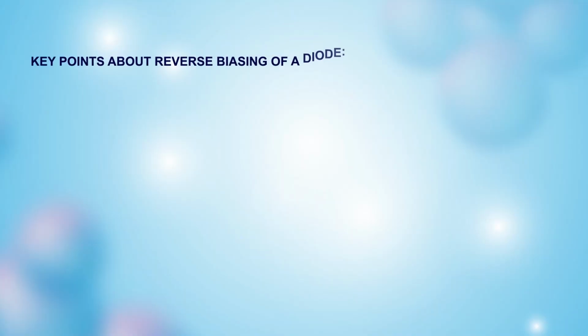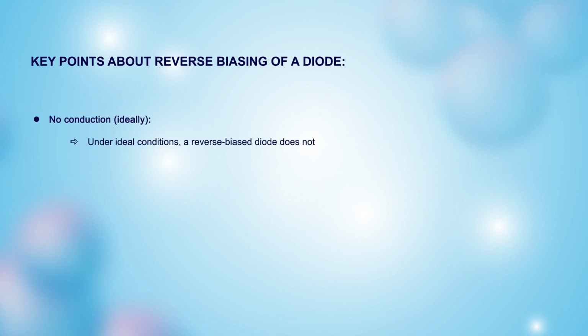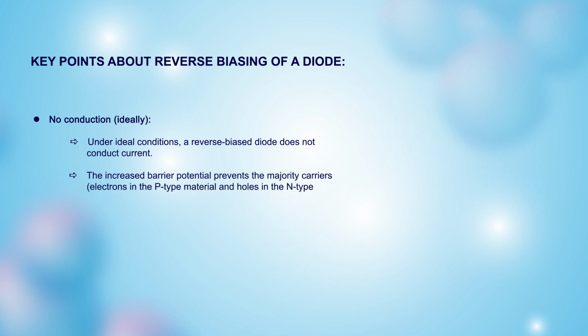A small leakage current, or we can say a reverse current, flows through the diode, but the range for that current lies between nanoampere to microampere only. Now, the key point which arises during reverse biasing of the diode is no conduction. Ideally, under ideal conditions, a reverse bias diode does not conduct current, although a small amount of leakage current flows through it.